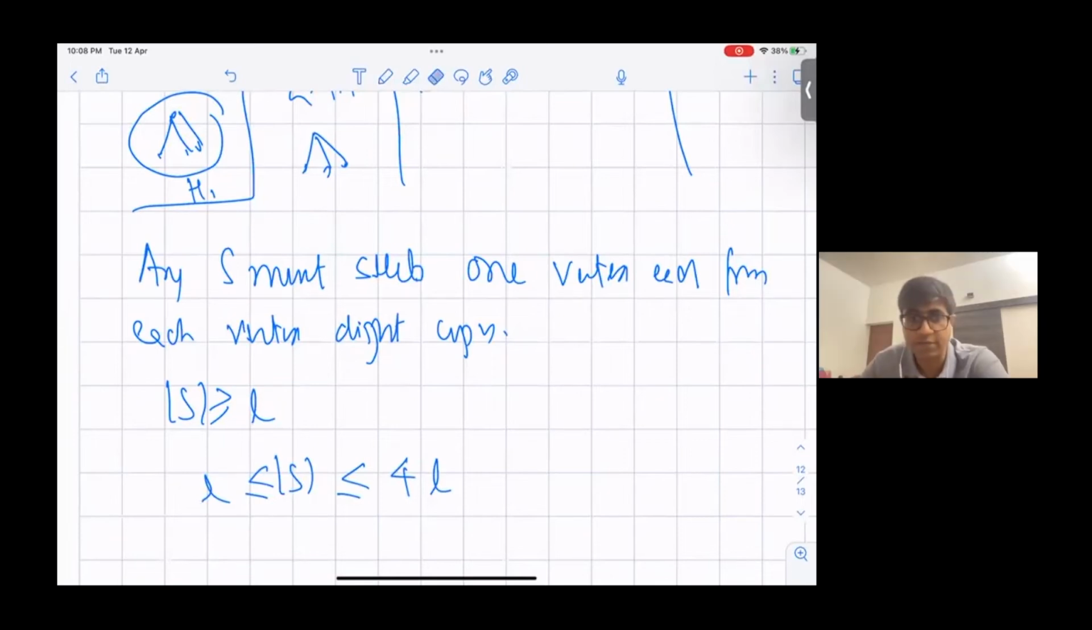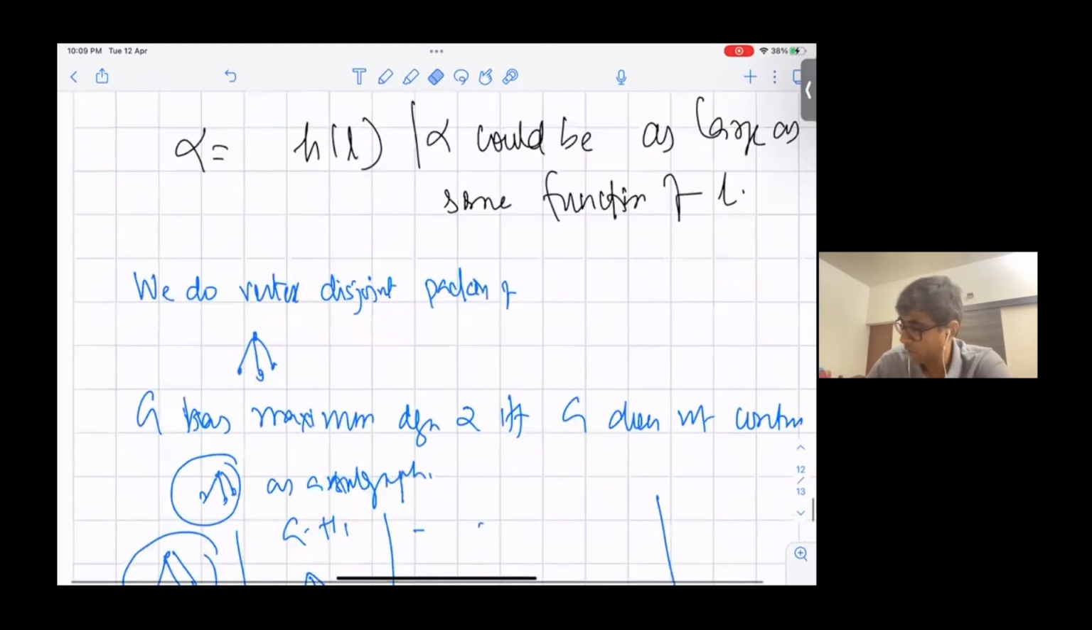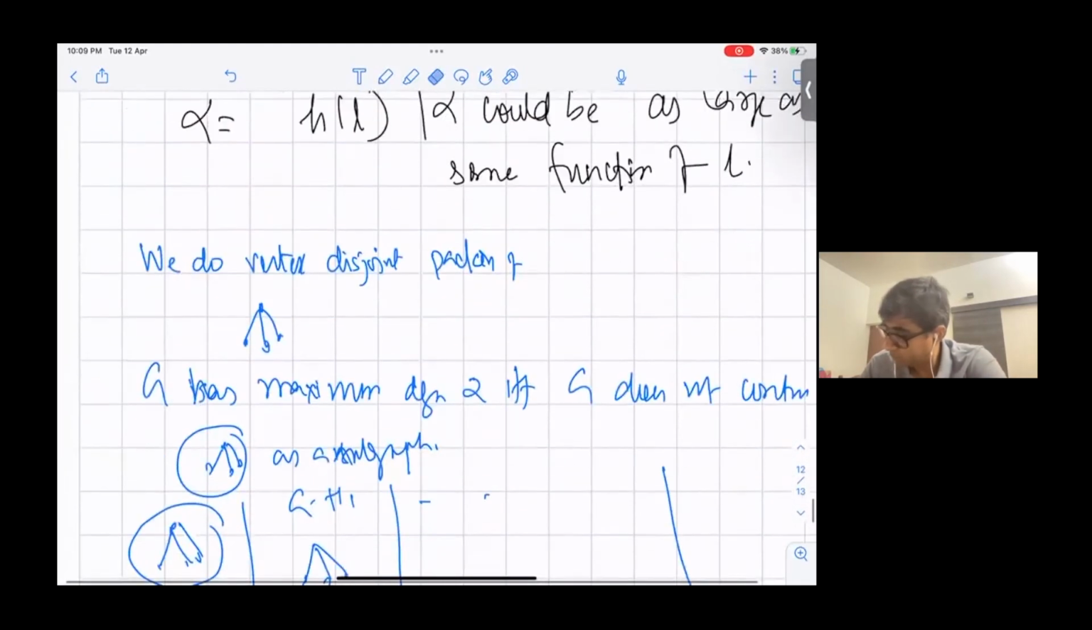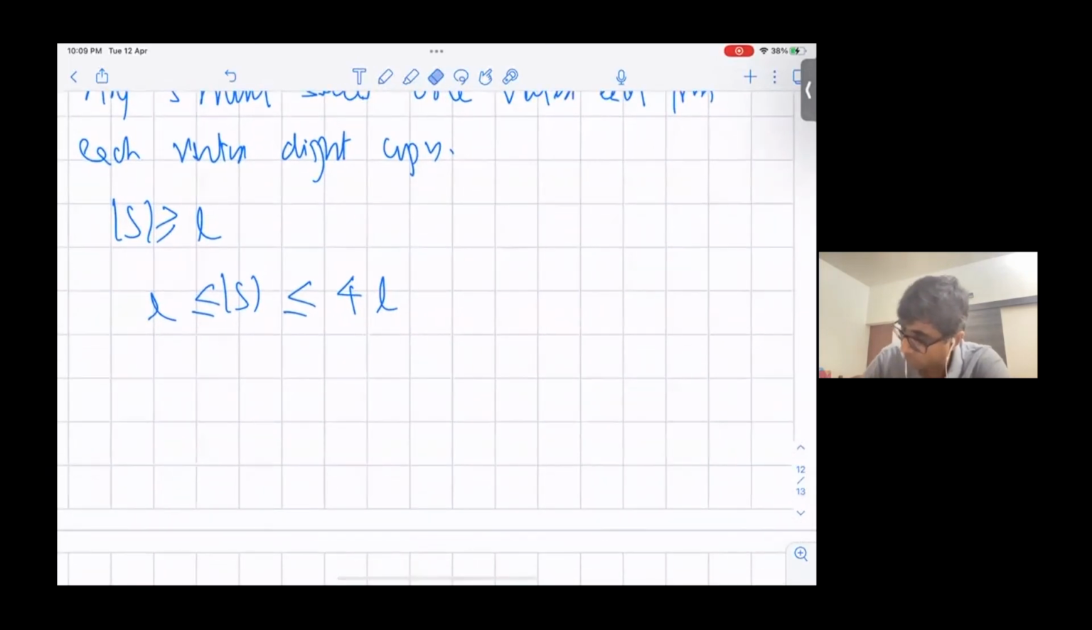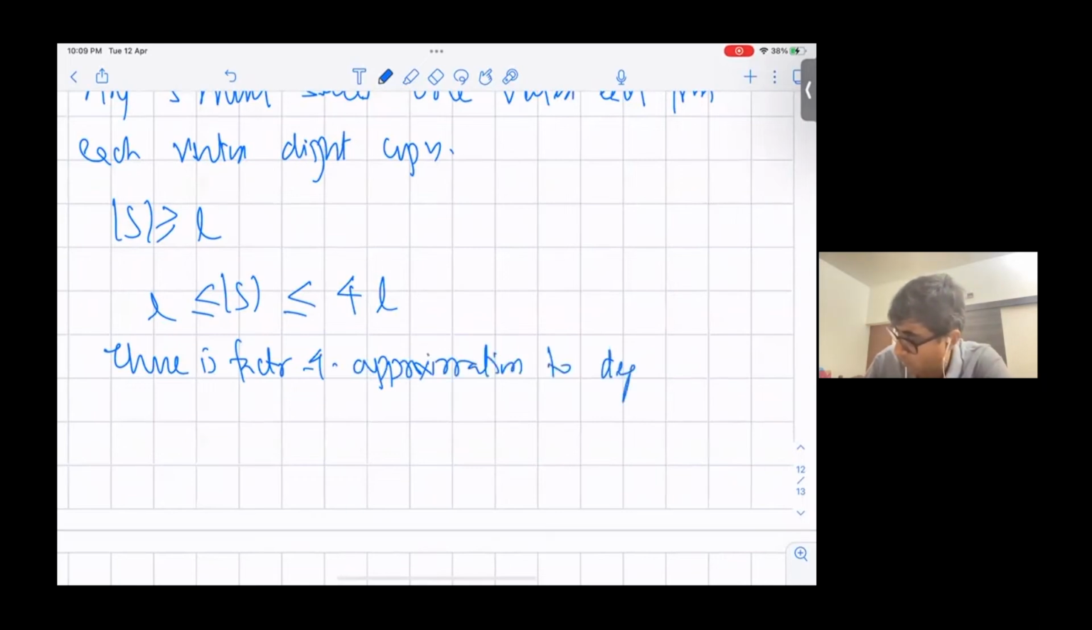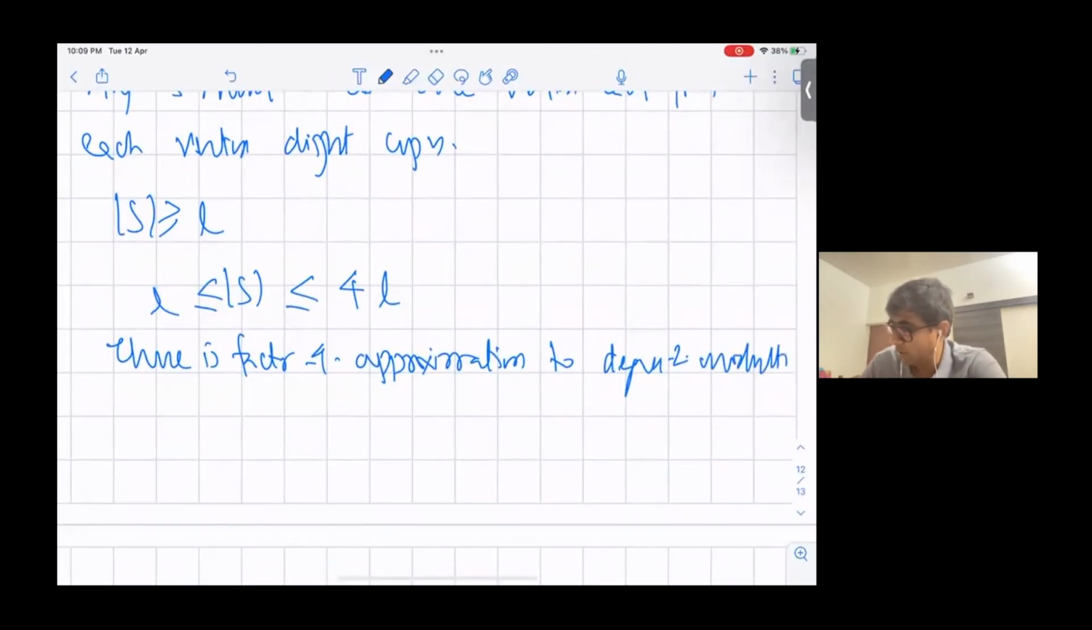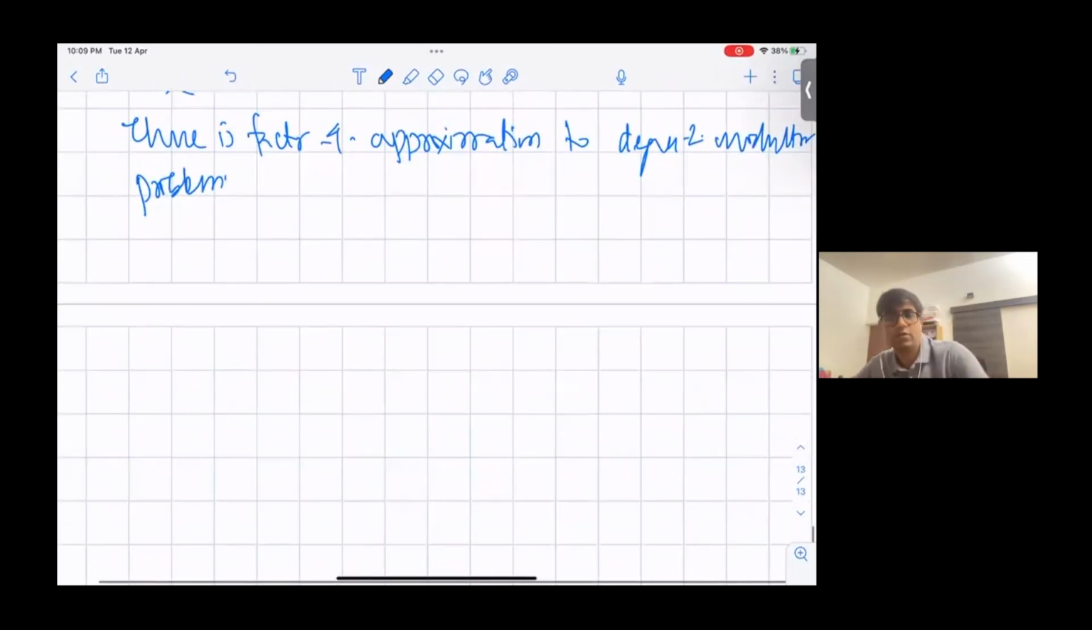Is this algorithm fine with everybody? Yes. Okay. So there is a factor 2 approximation for the degree 2 modulator problem. Is that fine? Okay.